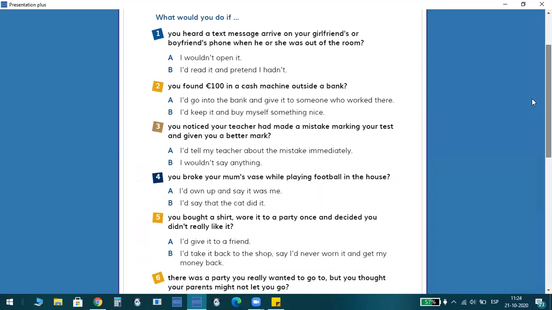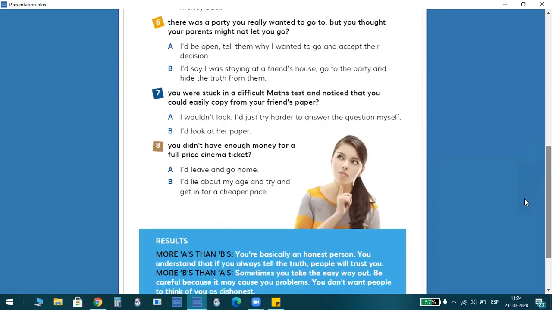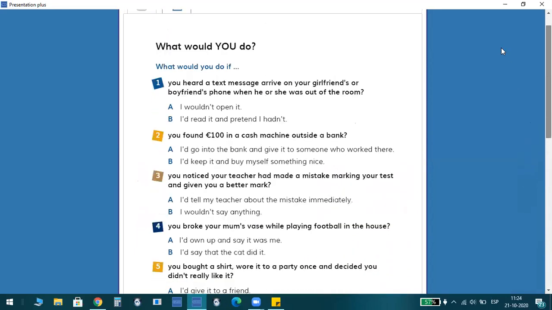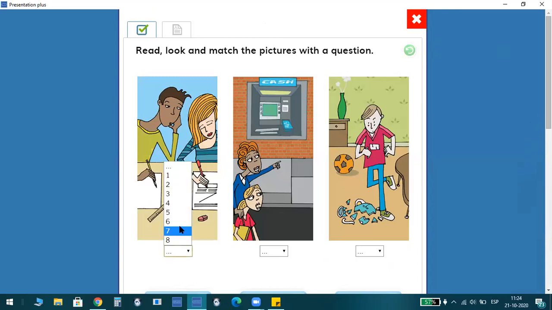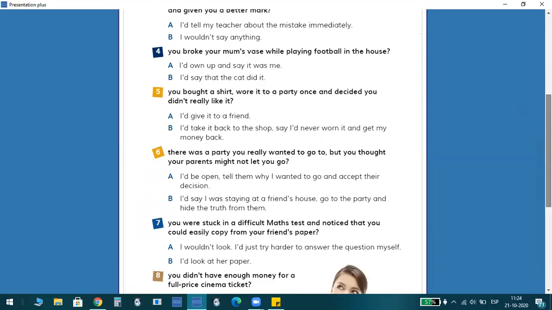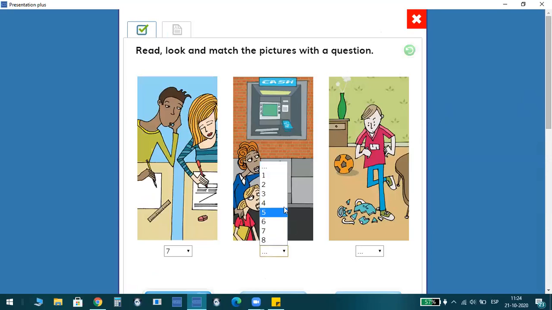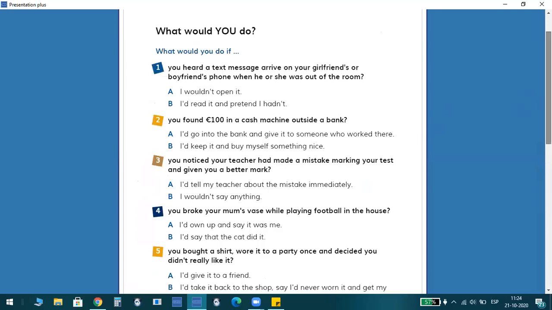Which number? Which of the situations go with that picture? Seven, yes. What about the thing in the bank, the money, the cash? Number two, cash machine, they call it cash machine. Cash machine. And what about the broken vase?